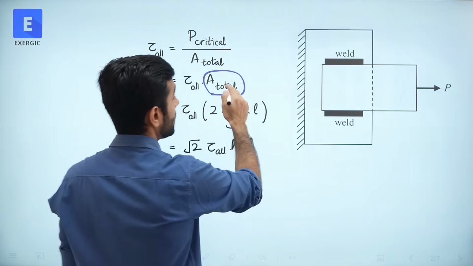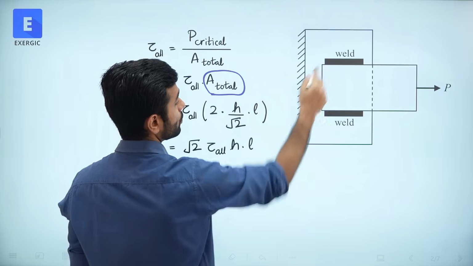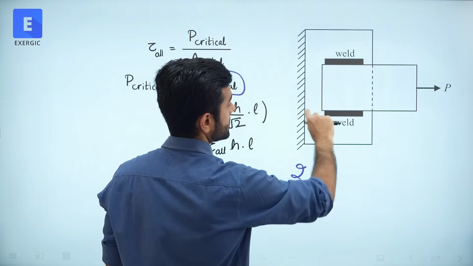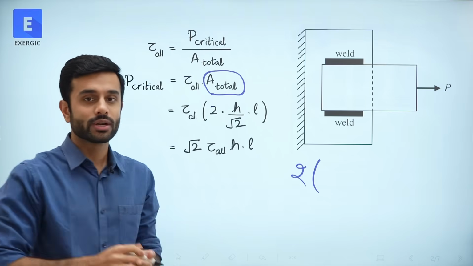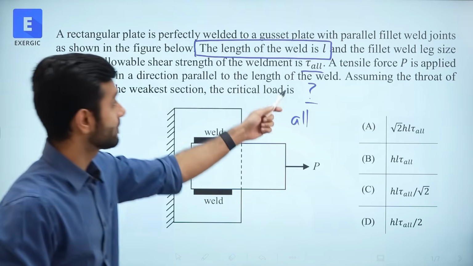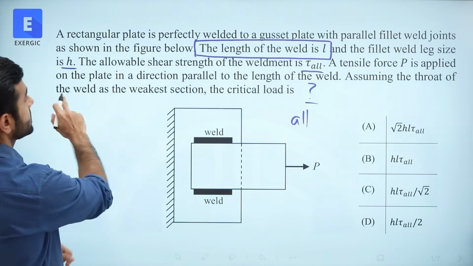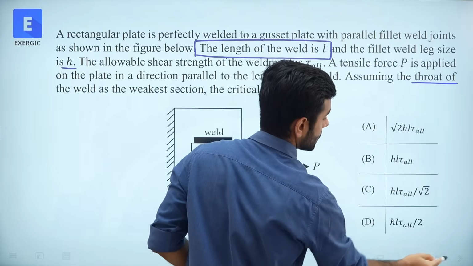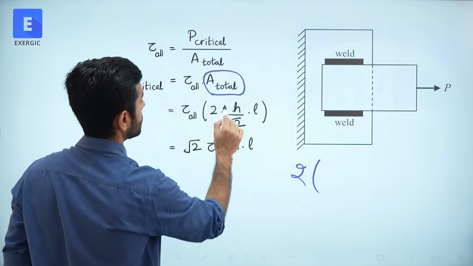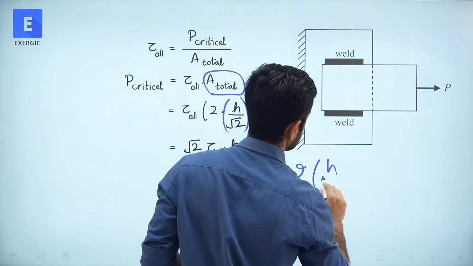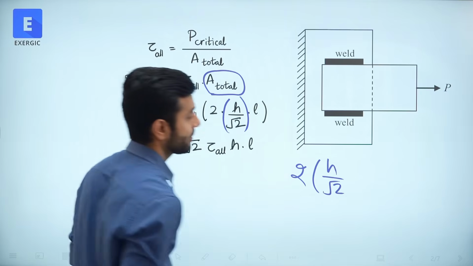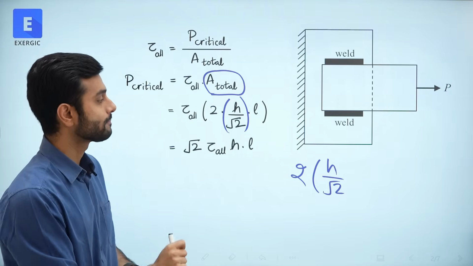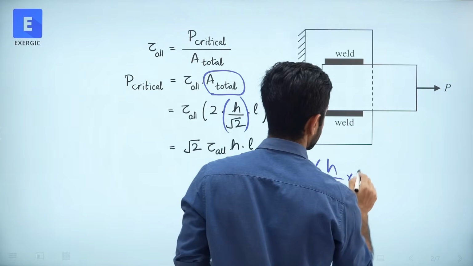Now, for the area, there are 2 welds, right? And what is the weakest part? The weakest section is the throat of the weld, right? So we are going to take h by root 2 as the dimension of the weakest part, the throat of the weld, multiplied by its length.